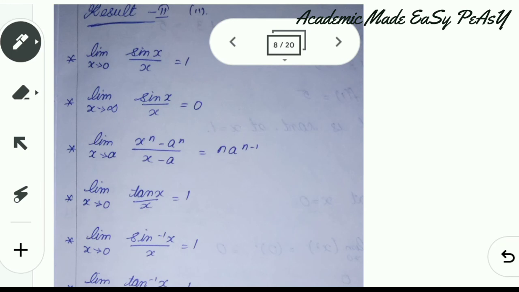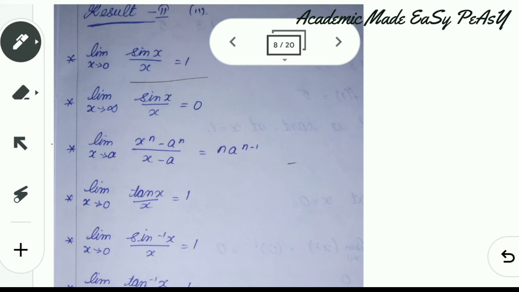So now let us learn some important results. So here for continuous, okay. So limit x tends to 0, sin x by x is equal to 1. So all this we have already learned in class 11. So this will be easy, I think. So when x is tending to 0, then the function sin x by x will become 1. And next, limit x tends to infinity, sin x by x will become 0.